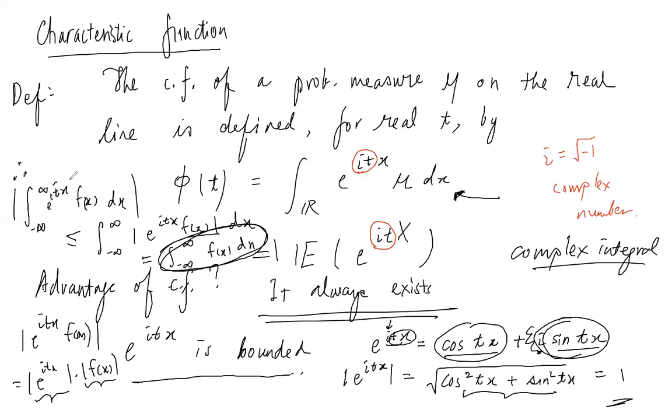So it always exists, right? Your absolute value of phi(t) is bounded by 1, so it always exists. It will work for all distributions. Now, for the Cauchy.